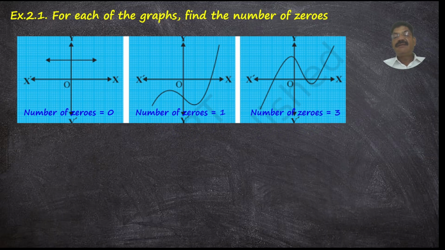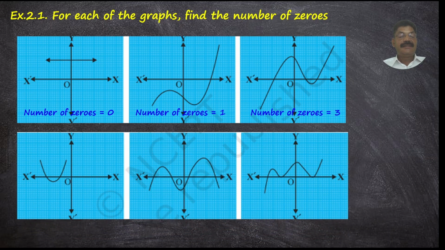In the third diagram, the number of zeros is equal to 3. The number of zeros is equal to 2 here. Next, the number of zeros is equal to 4 here. Next, the number of zeros is equal to 3.